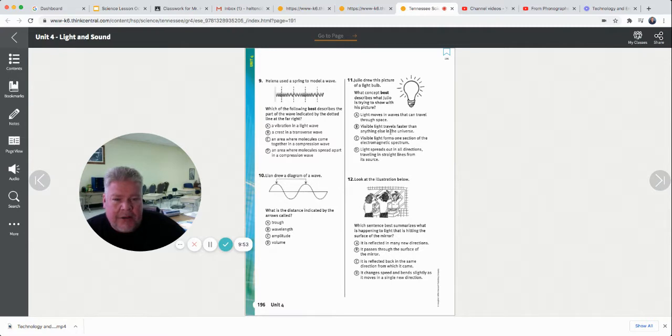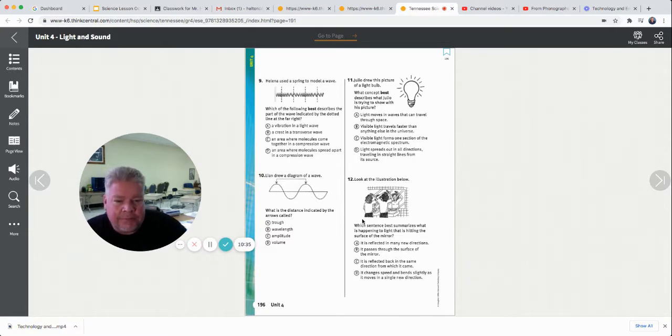Visible light travels faster than anything else in the universe. That's true, but does the drawing show that? No. Visible light forms one section of the electromagnetic spectrum. That's true, but does it show it? No. Light spreads out in all directions, traveling in straight lines from its source. There we go. 11 is D. It spreads out in all directions. This is showing that, isn't it? The light is spreading out in all directions, going in straight lines from its source, which would be the light bulb, okay? All right, so number 11 is D. It shows light going in all directions from a bulb.